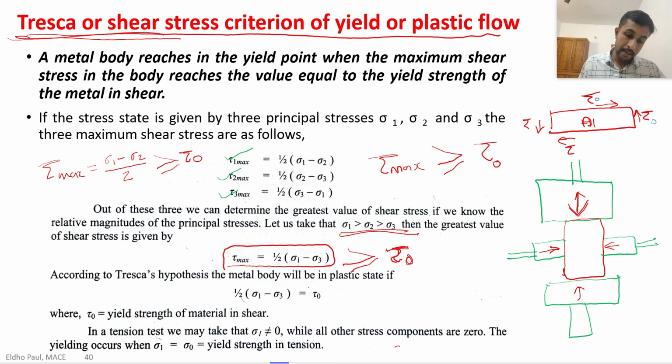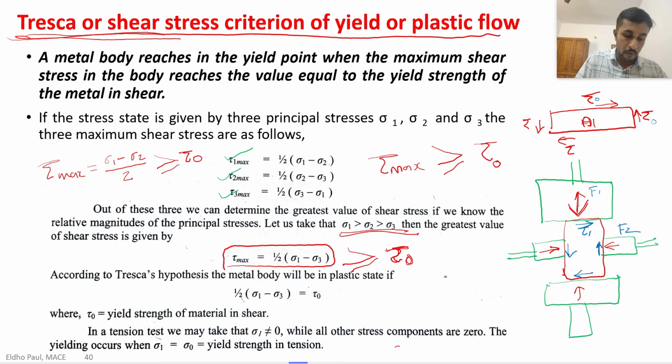Then there will be some shear stress between the die and the workpiece. There will be some shear stress here, and here also there will be some shear stress. This is a complex loading condition. This is F1, this is F2, this is tau 1.